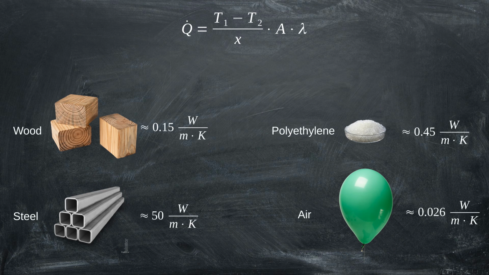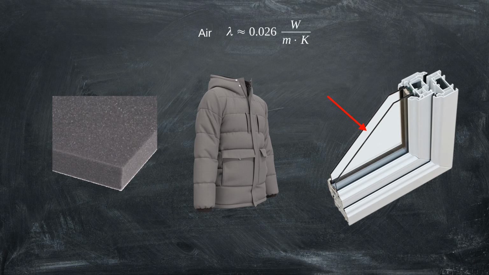The thermal conductivity of various materials can differ wildly as shown in these examples. Steel has a lambda of approximately 50 and air only approximately 0.026. This means that if steel was used for the wall instead of wood, the rate of heat flow would be more than 300 times as big. Since the lambda of air is so low, it would be a great material to prevent heat flow. But how can air be used as a thermal insulator?